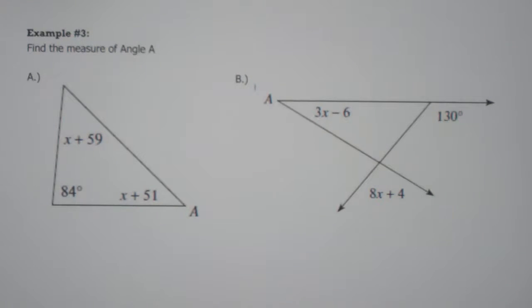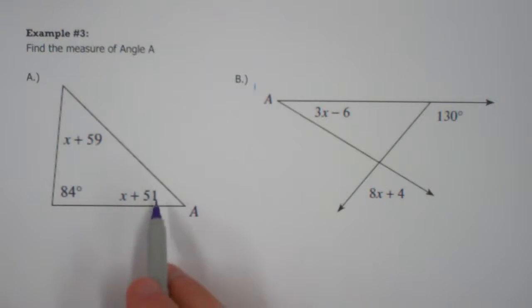In example 3, we want to find the measure of angle A. So in these cases, we're going to have to probably solve for x. We'll see what happens. And then we're actually going to have to utilize x to find the measure of some angle. So once you find x, that's not the end of the story here for this one.